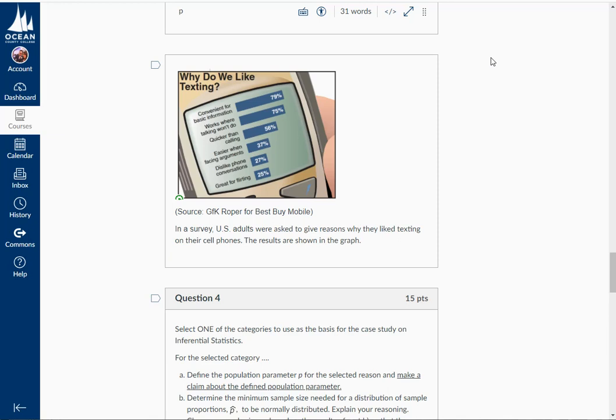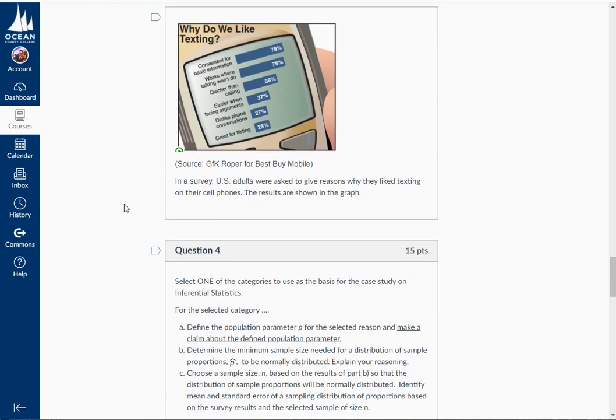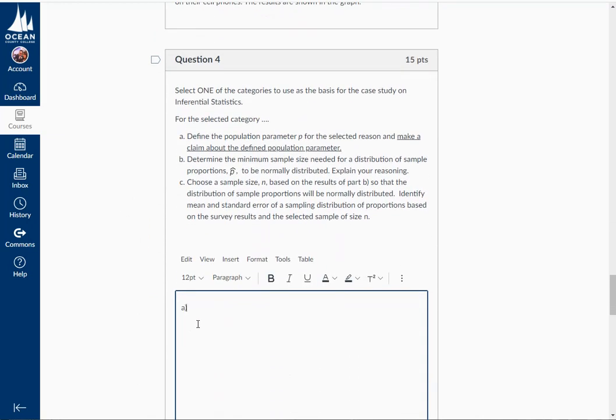Select one of the categories to use as the basis for the case study for inferential statistics. I'm going to select quicker than calling. Everyone should select something different here. It says define the population parameter p for the reason and make a claim about this. So mine is I'm going to let p be equal to the proportion of adults who like texting because it's quicker than calling.